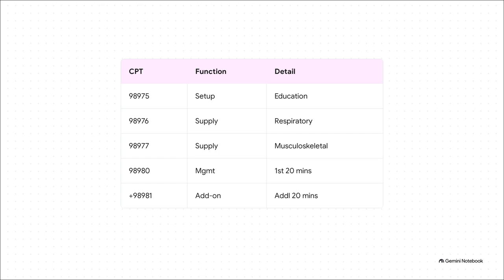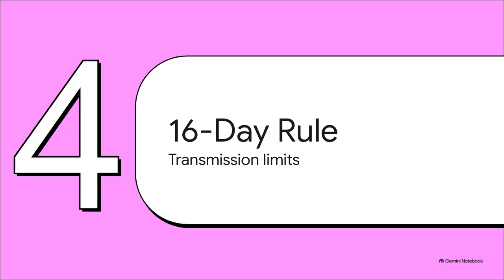For the management side, code 98980 covers that first 20 minutes per calendar month, and 98981 is your add-on for each extra 20 minutes. And yes, absolutely, just like RPM, that base management code 98980 requires that live interactive communication. Now for a cornerstone of your compliance. Section 4, the 16-day transmission rule.